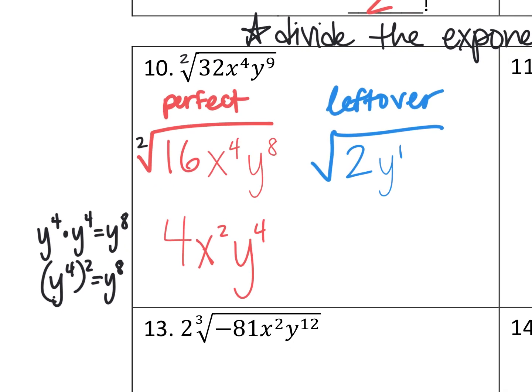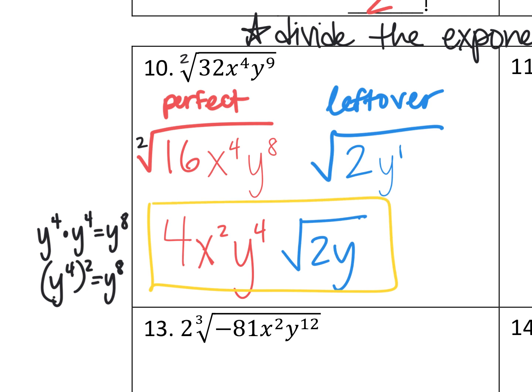The leftover just comes down. 2y. So 4 divided by 2 is 2. 8 divided by 2 is 4. Why is it that you only put the 1? Because you took out 8 of them, since those would be perfect, and then there would be 1 left over, because I'm trying to get to y to the 9th. I'm splitting up the y to the 9th. 8 plus 1 is 9.